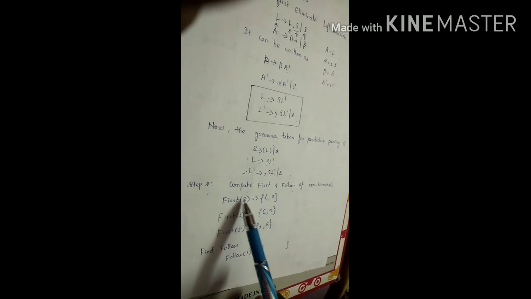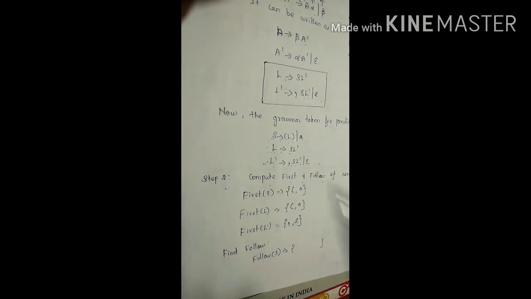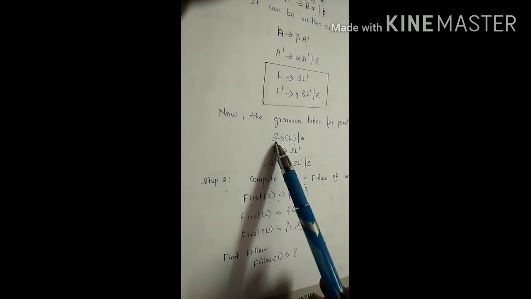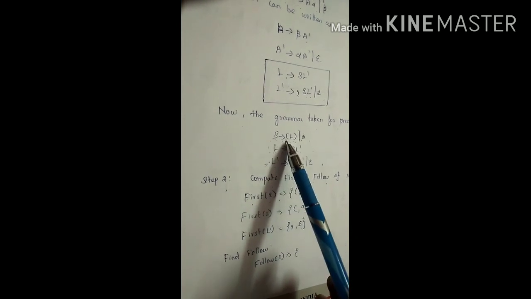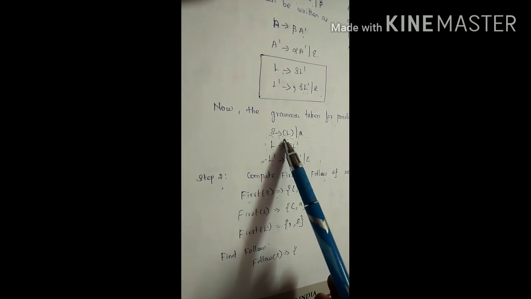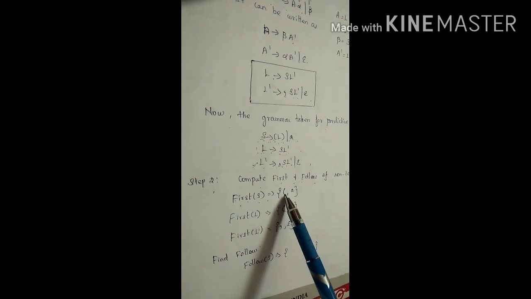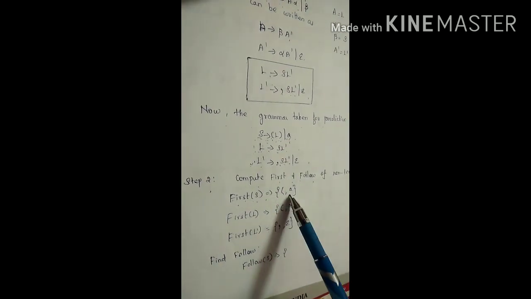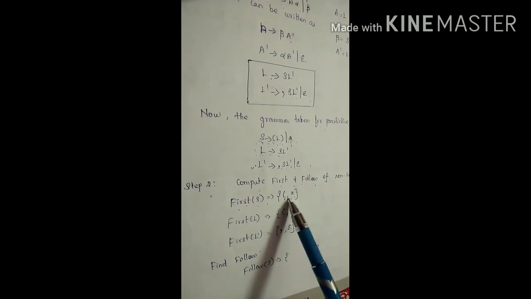We need to find first for all the non-terminals: first of S, first of L, first of L dash. To find the first symbol we have to see the right hand side of the production. In the S production we have open bracket as the first symbol. So first of S is open bracket, and we have another production S tends to A, so A is the first symbol for that production. Take these two: open bracket, comma, A.